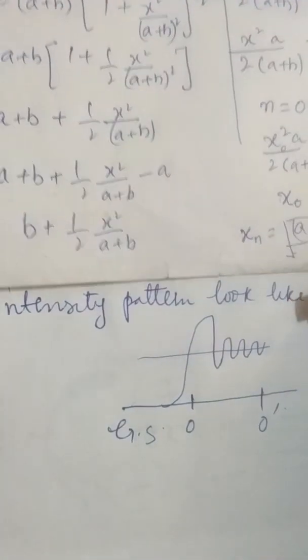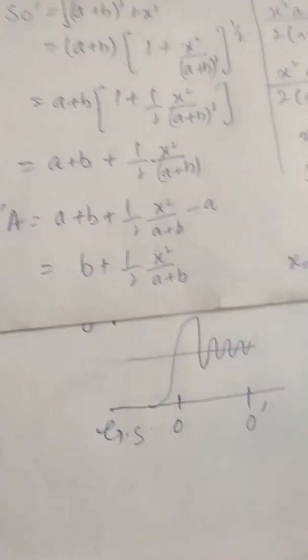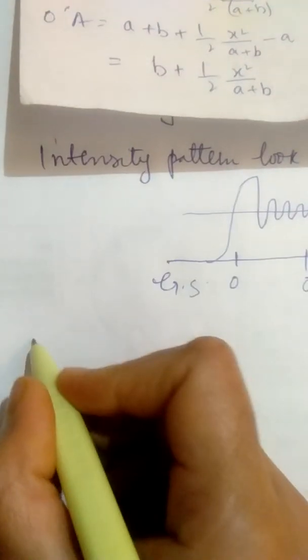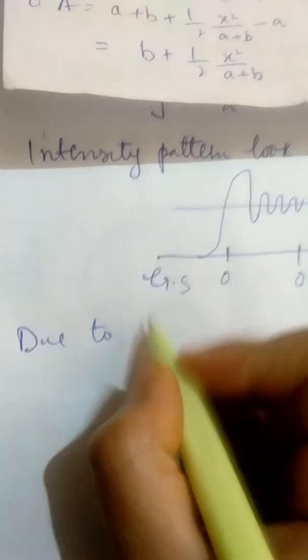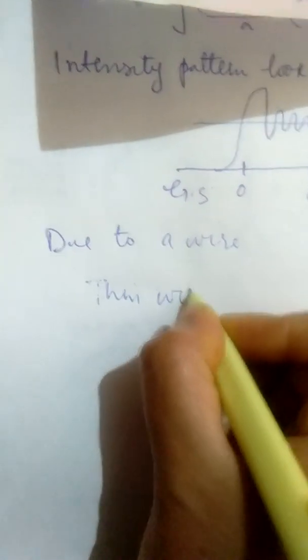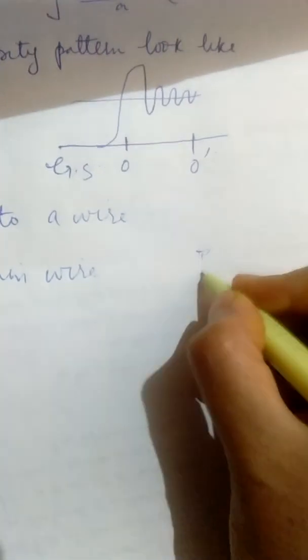Now, using the same concept, we can also find what should be the diffraction pattern, or the intensity pattern, due to a wire. Now, the wire can further be classified into two. One is a thin wire and another is a thick wire.